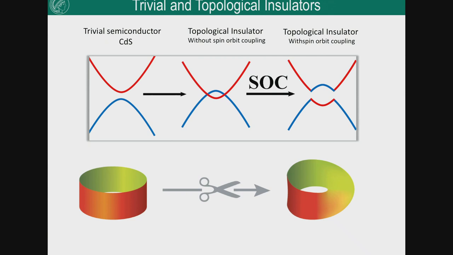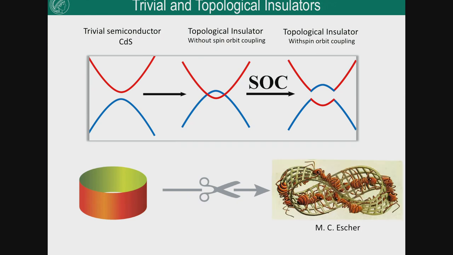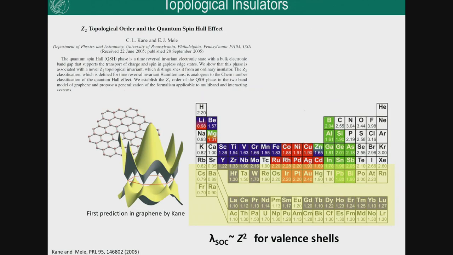But there are different reasons to open up a band gap here. It is not always spin orbit coupling, but if you have crossing points, spin orbit coupling helps you to open up band gaps. Okay, so after the prediction from Kane and Mele that graphene should be a topological insulator.